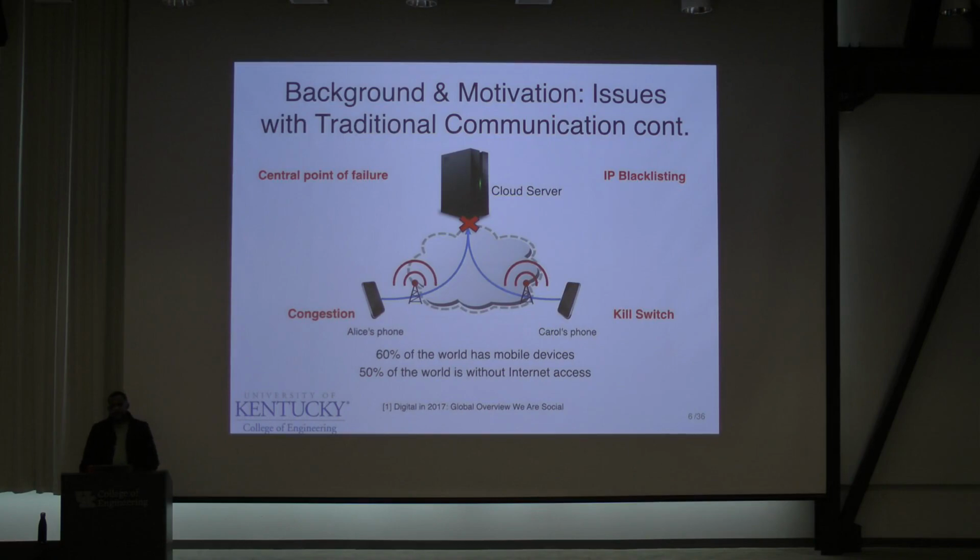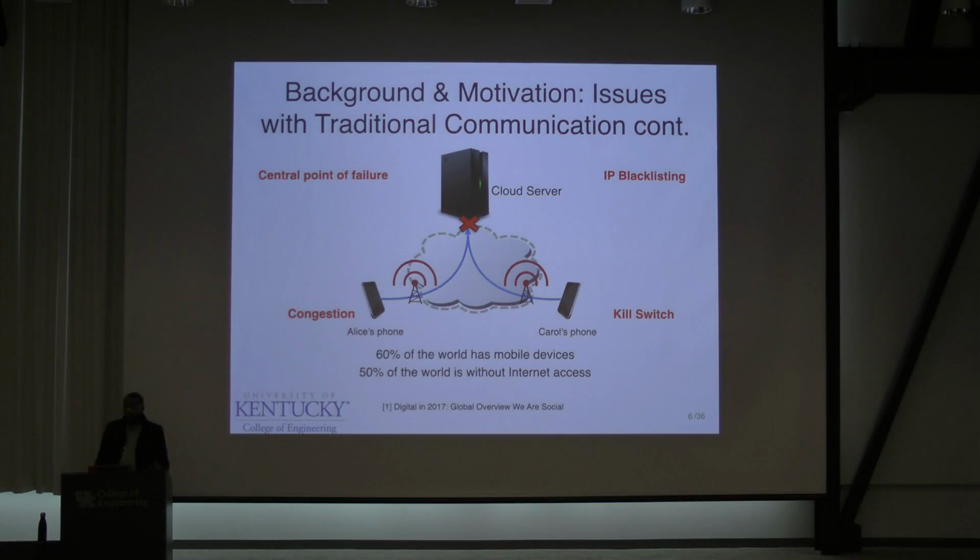But there's congestion that happens. You can have a lot of people in one area. Your mobile device says you have LTE, but you can't communicate at all. You can't get on Facebook, you can't get on Instagram, et cetera. And then the kill switch, which I'll talk about in a second, the IP blacklister.